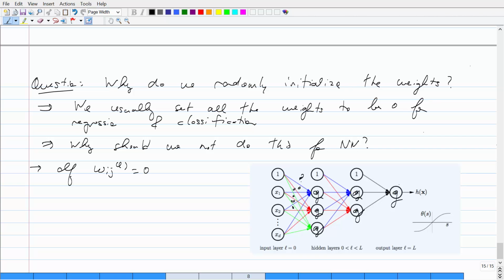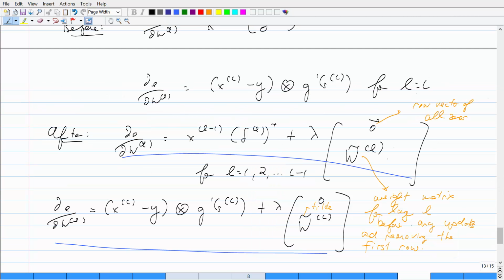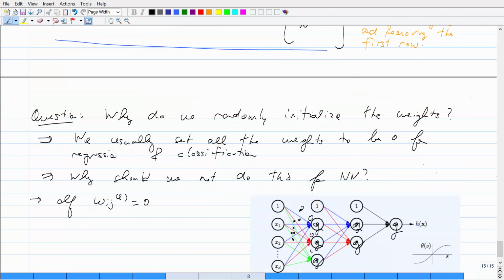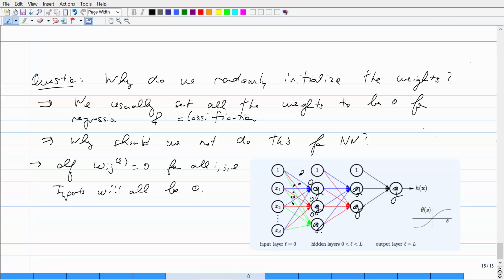So when you compute an input into the neuron, what's going to happen? It's a weighted sum, right? You take all the neurons that come from the previous layer, multiply them by the weights, add them up, and put them into a node in the next layer. So you have input times 0 plus another input times 0 all the way, and the sum is just going to be 0. So if the weights for all i, j, and l are 0, every single input into each of these neurons is going to be 0.